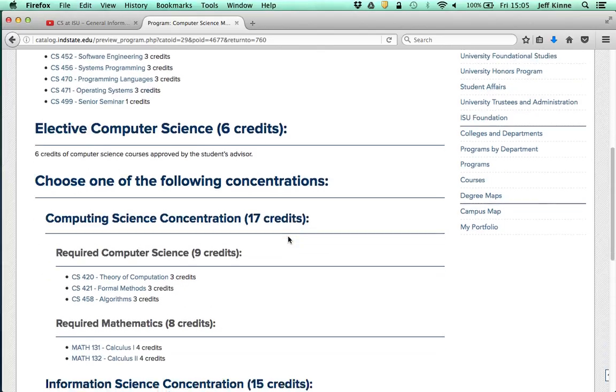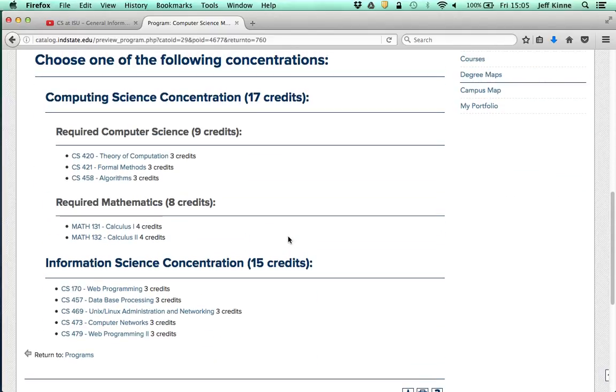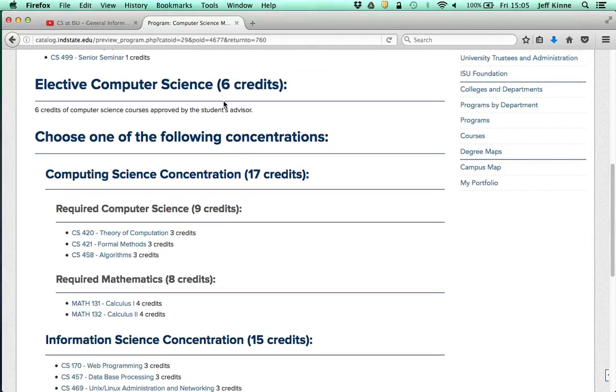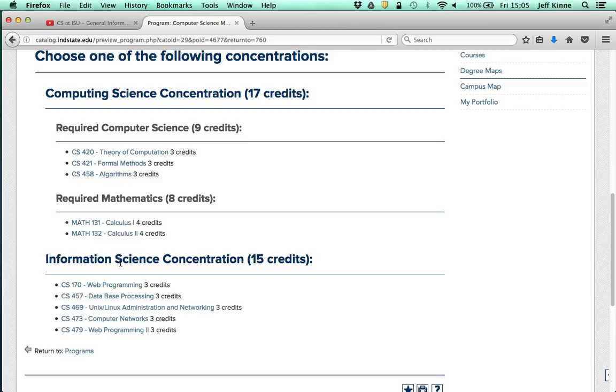Now the concentrations. So one of these has to be completed, and then there are 6 credits of electives. The information concentration is basically the courses that are not in the required part but are more applied. So these are more directly related to specific jobs, a web programming job, a database job, Unix administration, or networking.